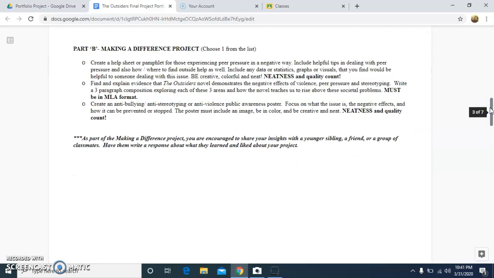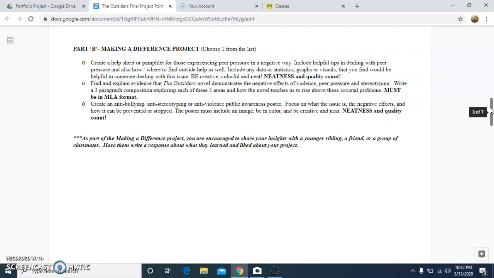There are 3 options. You can create a help sheet or a pamphlet for those experiencing peer pressure in a negative way. You can find and explain evidence that The Outsiders novel demonstrates the negative effects of violence and peer pressure. You can do some research in regards to the effects of peer pressure on violence and stereotyping on violence. And again, you'll write some paragraphs that explain and explore these areas and how the novel teaches us to rise above these social problems.